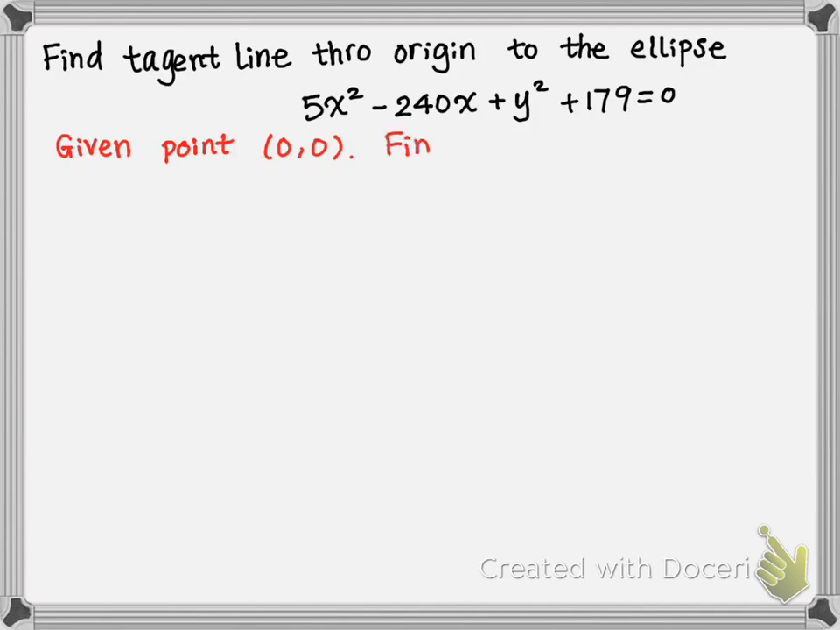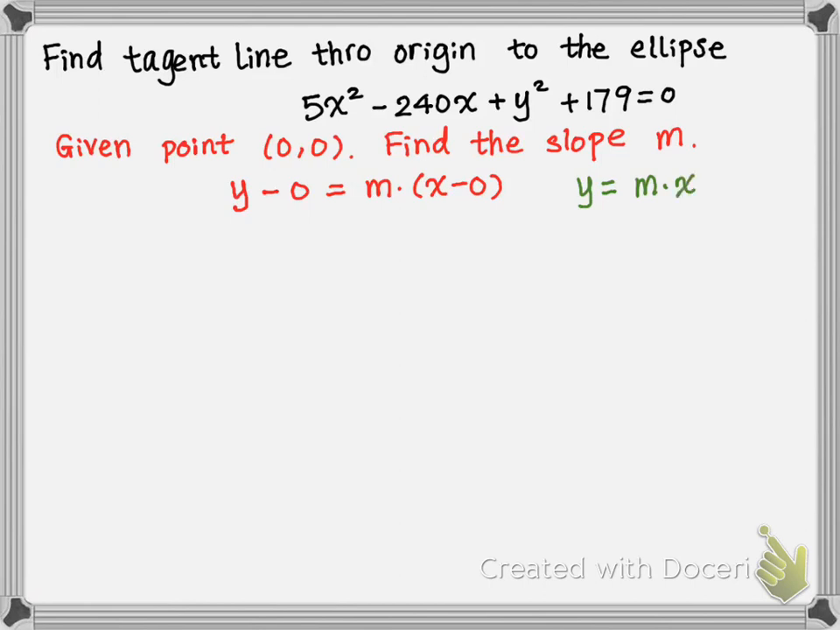What we need to do is to find the slope. Because once we find the slope m, the equation is just going to be y minus 0 equals m times x minus 0. So simply, we just need to find m, and the equation is just y equals m times x. And that is the tangent line we're looking for. So now we need to find the slope by taking the derivative.